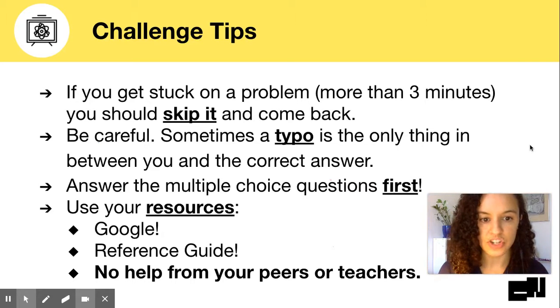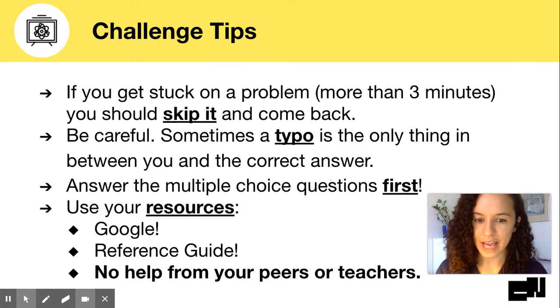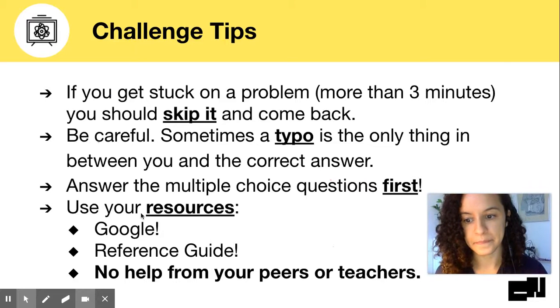Answer the multiple choice questions first. They should be the fastest for you, so that's what you should do first. And then you can use your resources. You can use Google to search for answers. You can also use your Codenation reference guide for tips, and to think back on anything from HTML to CSS to JavaScript. All right, check that out. You are not going to have any help from your peers or teachers, okay? Because this is a test of what you have mastered this year.